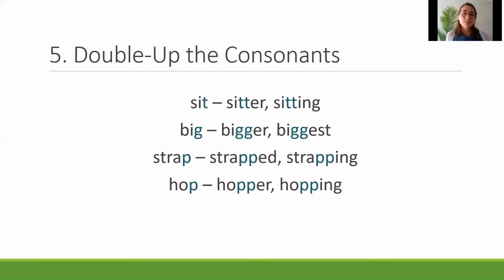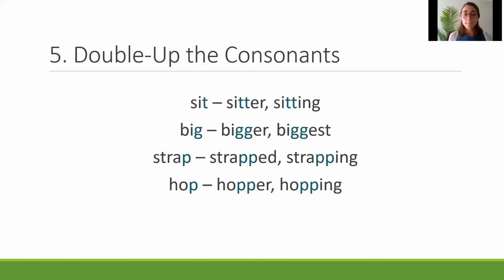For number 5, you'll see double up the consonants. So when we see something that ends with a single consonant, and usually it's a very simple word like this, right? Like sit. You'll see a consonant S, a vowel I, and then another consonant T. Sit, when we go to add an ending to it, like an ER or an ING at the end, we have to double up the consonant. So instead of being S-I-T-E-R, we do a double T there, S-I-T-T-E-R, sitter, or S-I-T-T-I-N-G, sitting.